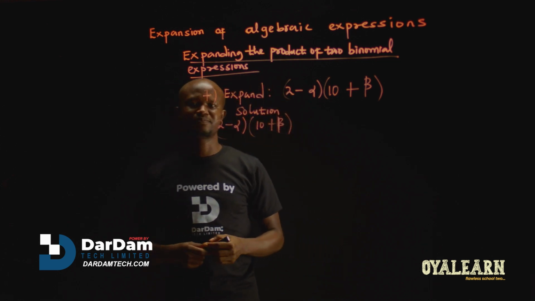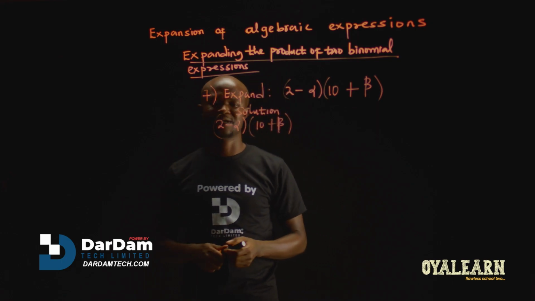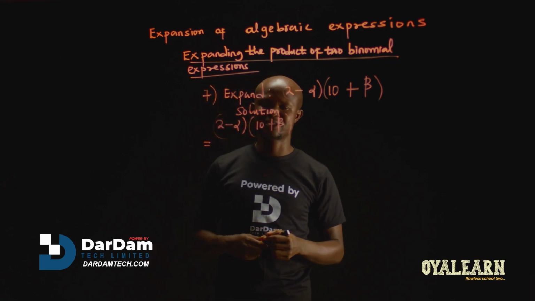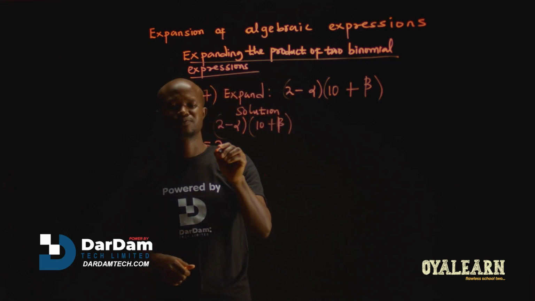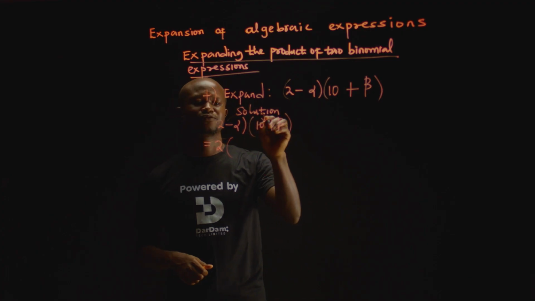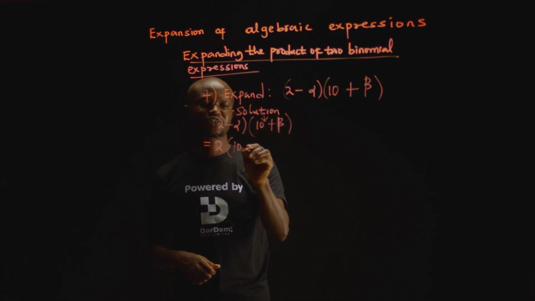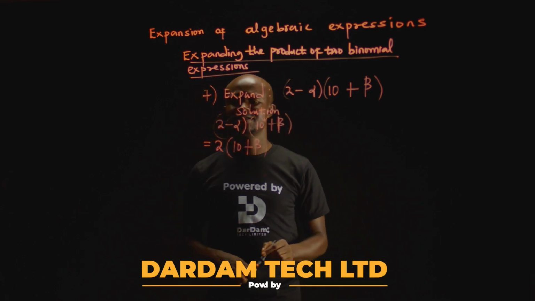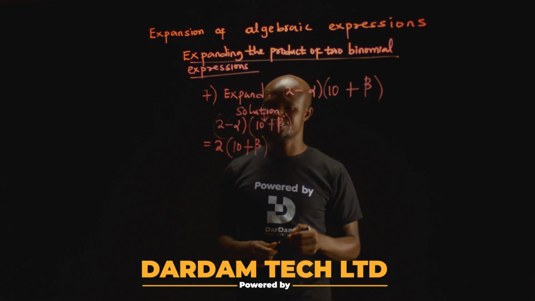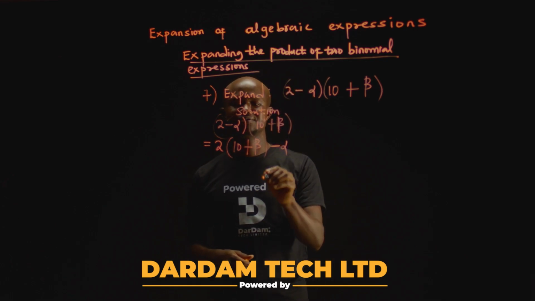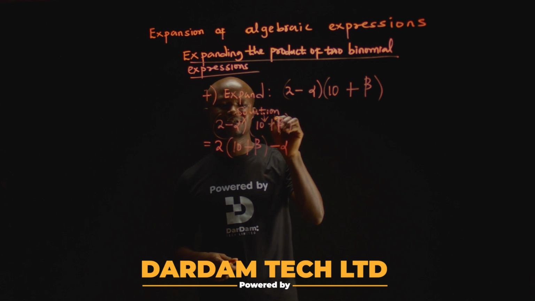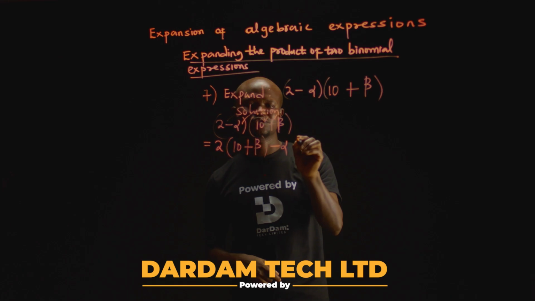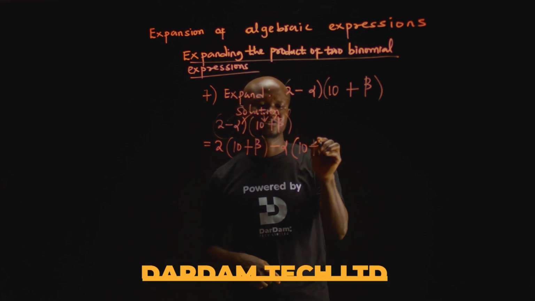Now, the first binomial expression is 2 minus alpha. So we use the first term in the first binomial expression, which is 2, to multiply the whole of the second binomial expression, which is 10 plus beta. Now, the second term in the first binomial expression is minus alpha. Then we use the second term in the first binomial expression, which is minus alpha, to multiply 10 plus beta.